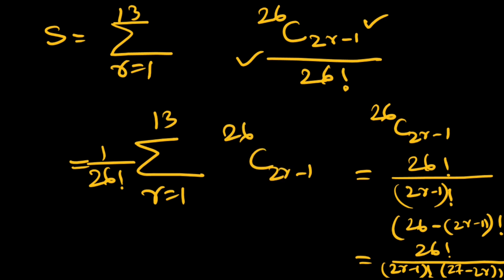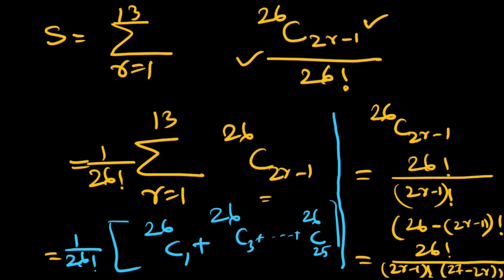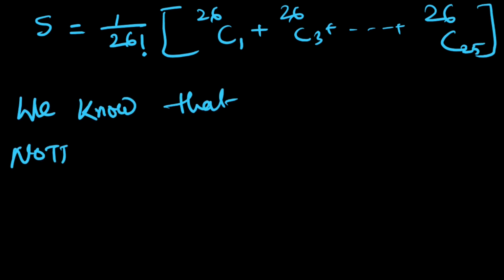Now we expand this summation: 1 over 26 factorial times, for r equal to 1, 26C1, for r equal to 2, 26C3, up to 26C25. So S is equal to 1 over 26 factorial times (26C1 plus 26C3 up to 26C25). We write as a note here the sum of the odd-term binomial coefficients.